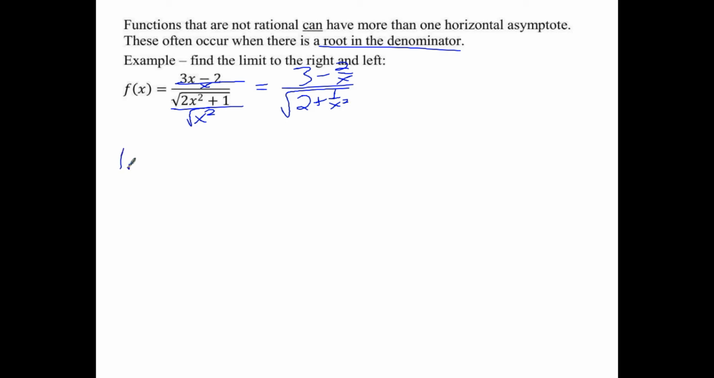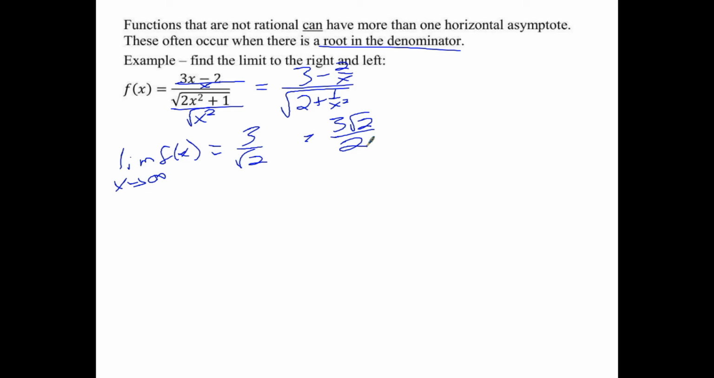Okay, so the limit as x approaches infinity is what? So 3 over square root 2. So we have a horizontal asymptote at 3 over the square root of 2, which I can rationalize, sure, and make it 3 root 2 over 2. But that's just the positive infinity direction, okay?